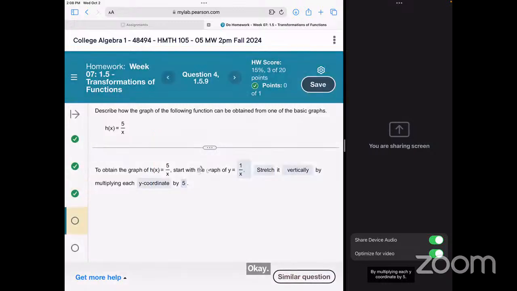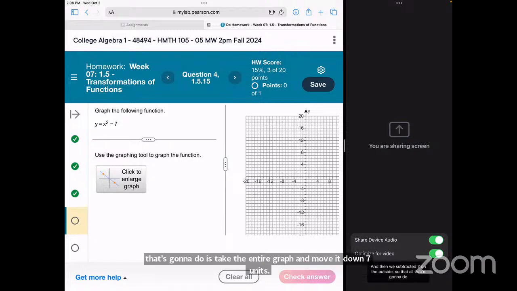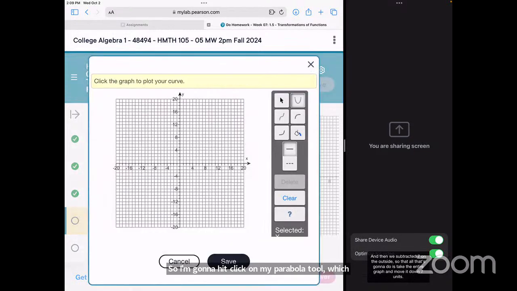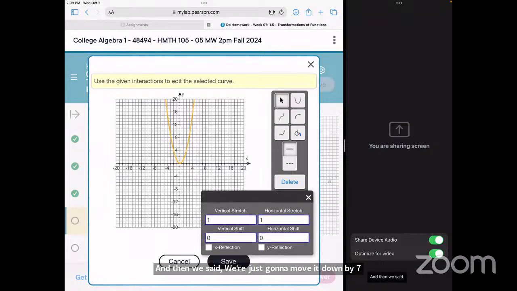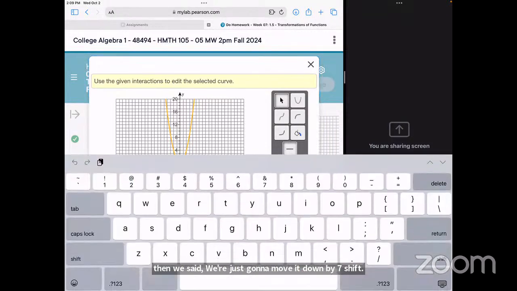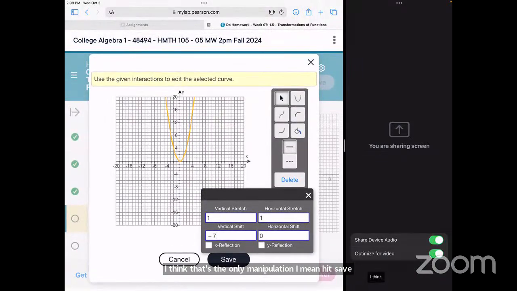Here we're asked to graph this function. So the parent function here is y equals x squared, which is a parabola, a U-shaped curve. And then we subtracted 7 on the outside. So all that's going to do is take the entire graph and move it down 7 units. So I'm going to click on my parabola tool, which is upper right in this case. I'm clicking randomly on the curve. And then we said we're just going to move it down by 7 units. So I'm going to do a vertical shift of -7. I think that's the only manipulation. I'm going to hit save. Okay, and check.